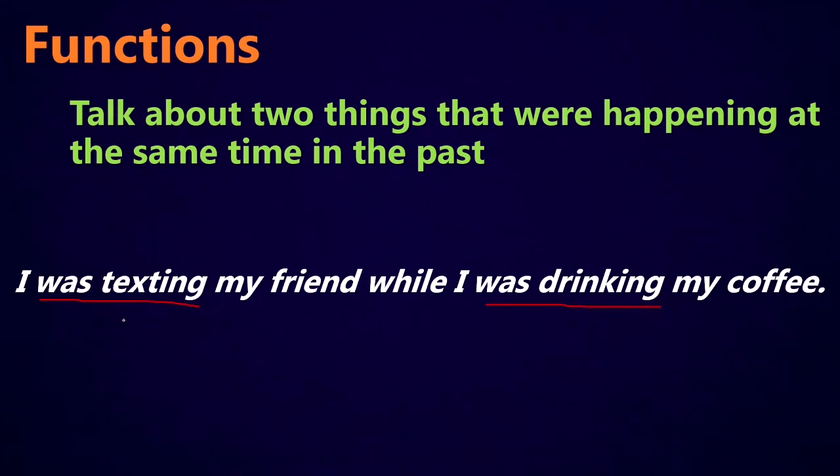So how long did these things happen for? They might have been happening for 5 or 10 minutes, right? They're not short actions though. They're long actions, and they are two long actions that are happening at the same time. So I was texting and drinking my coffee at the same time, which is probably why I spilled it, because if I'm drinking coffee with one hand and texting with the other, then how am I driving my car? So we can use the past progressive to talk about two long actions that were happening at the same time in the past.